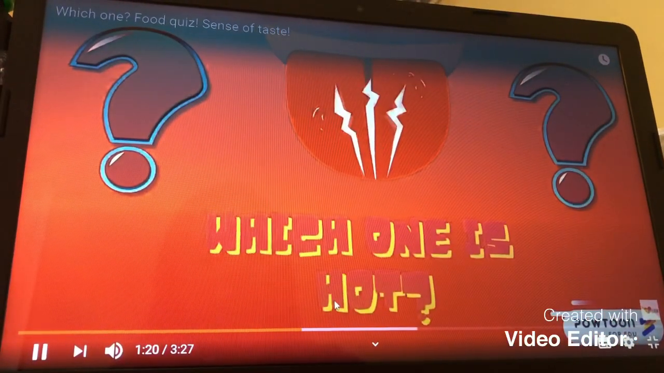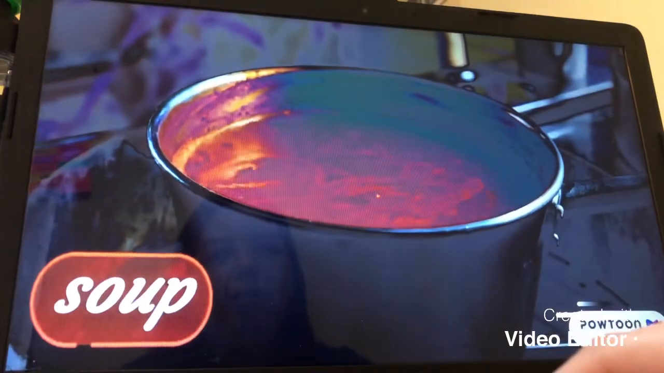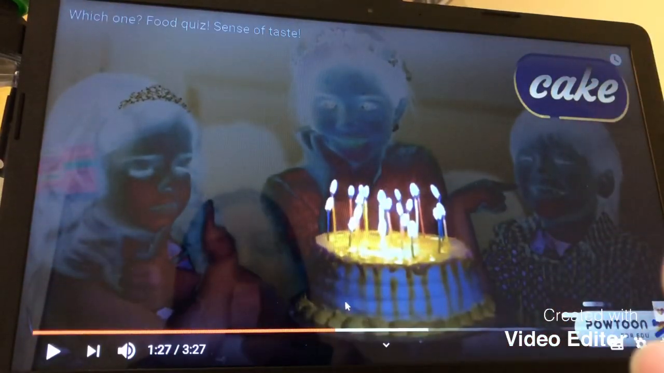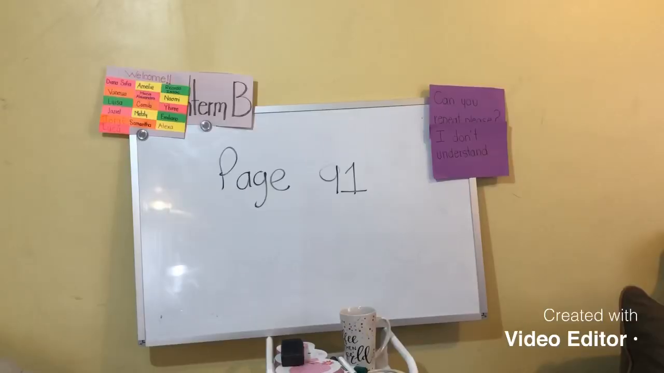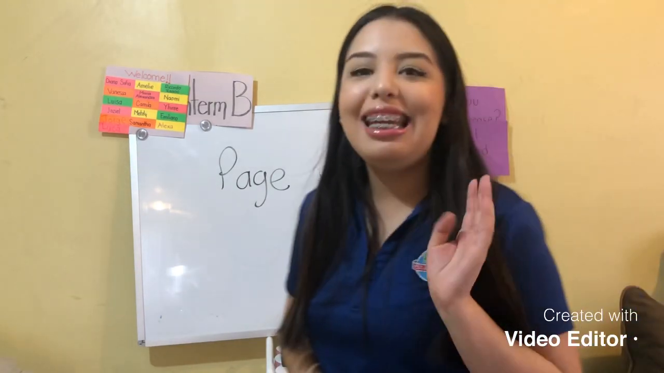Which one is hot? Is it going to be soup, or is it going to be cake? Which one is hot? Answer. Very good, guys. I hope that you completed all the sentences in your notebook.